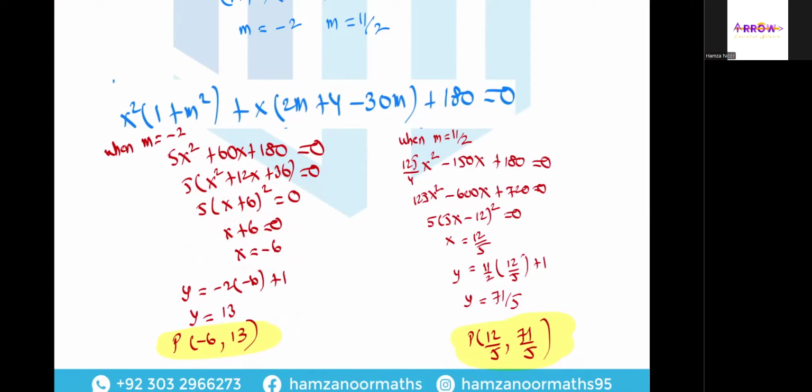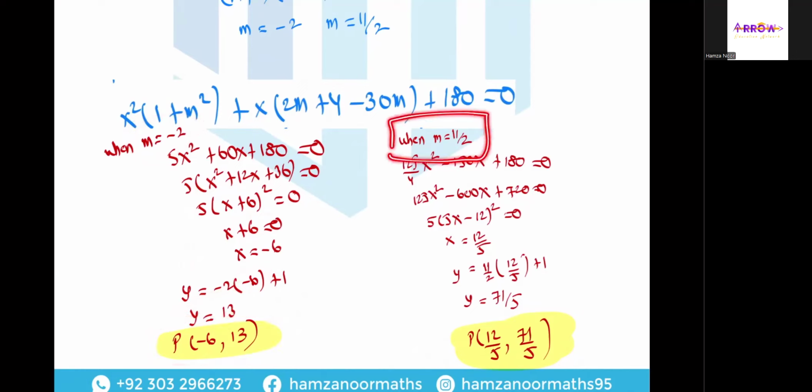When x is equal to minus 6, the equation of the line has the equation y is equal to mx plus 1. So m is minus 2 and the x coordinate is minus 6, so y is equal to 13. So one possible pair of point P is minus 6 comma 13. This makes sense.